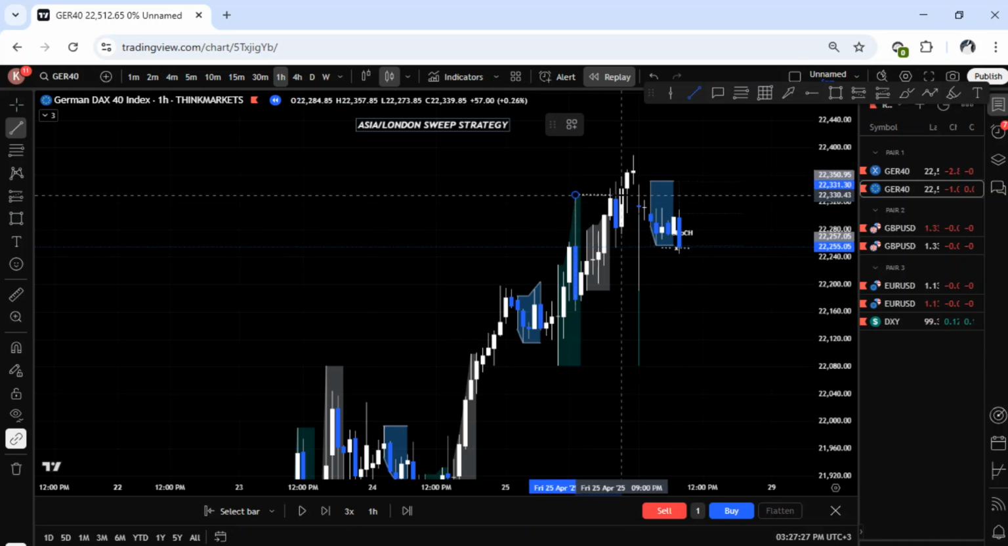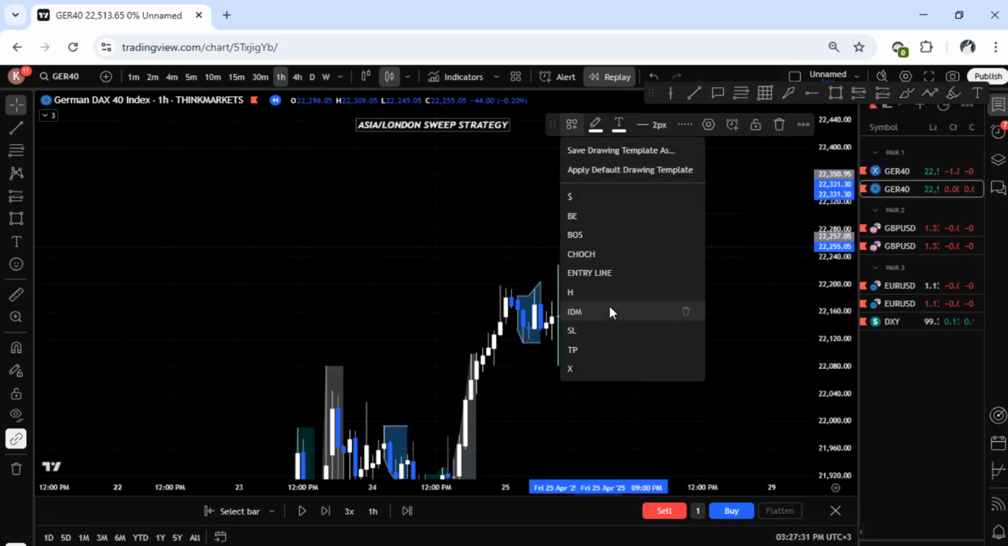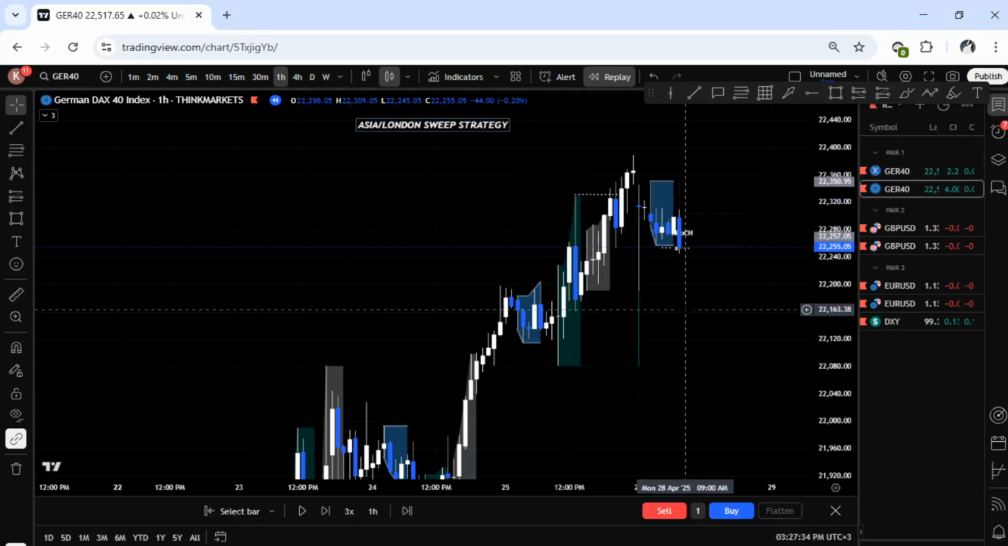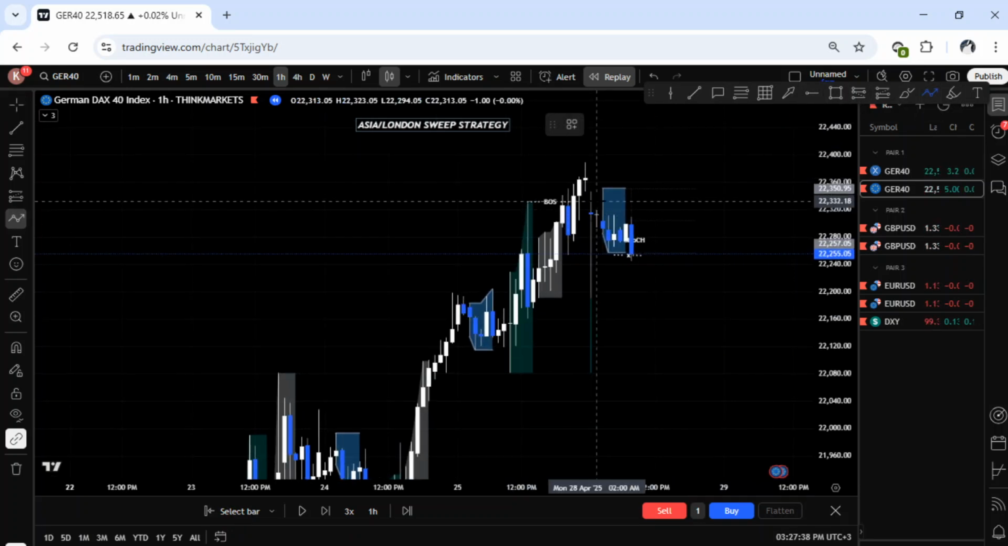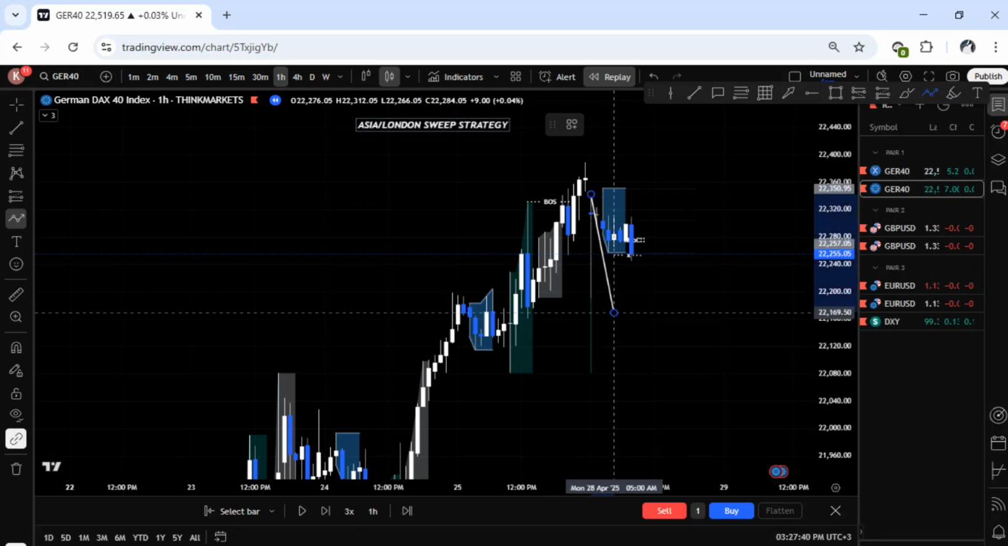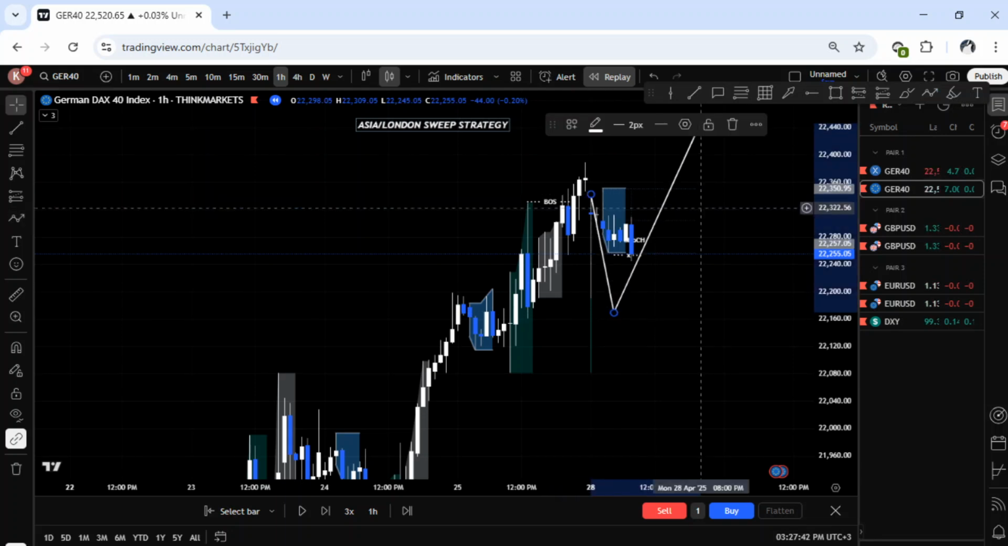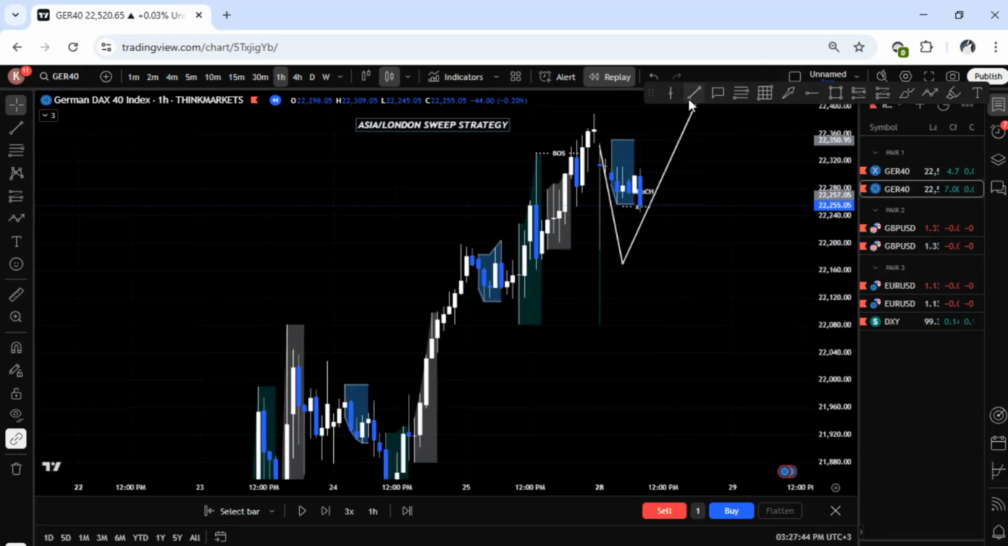I've simplified it more than this. So this is a break of structure here. Once we break structure, it is common sense that we are going to push down, and then after we push down, we can keep continuing to move. Just the same thing that happened here.